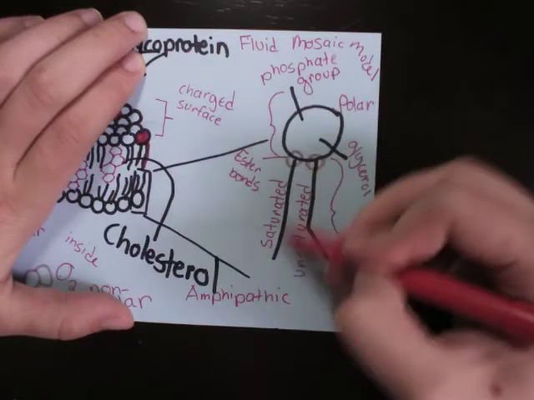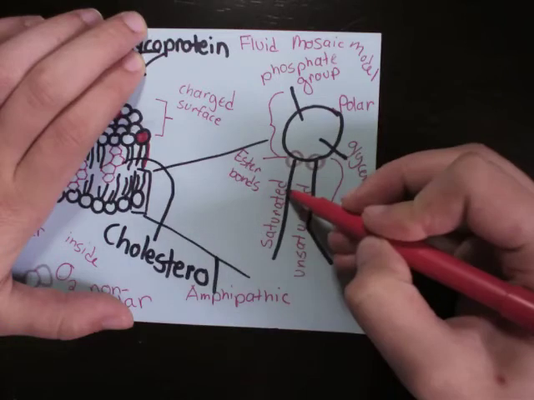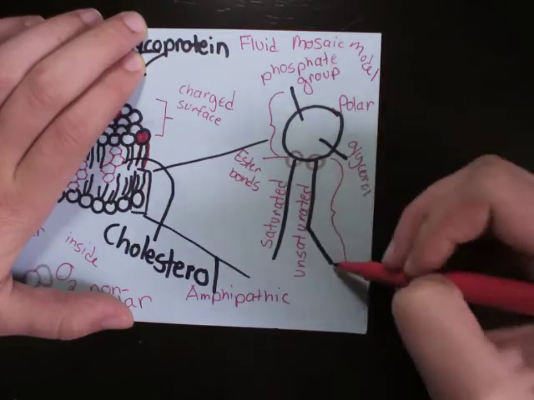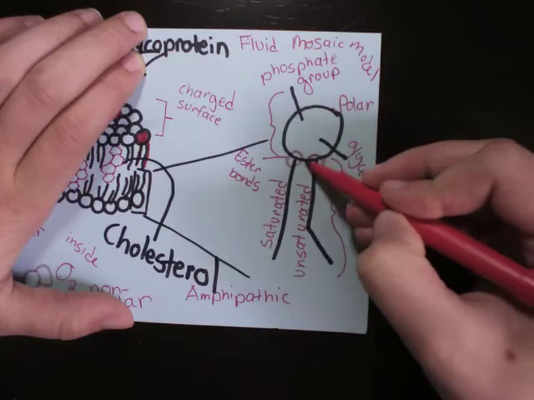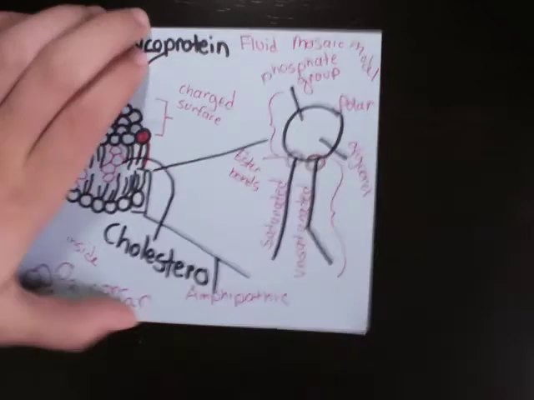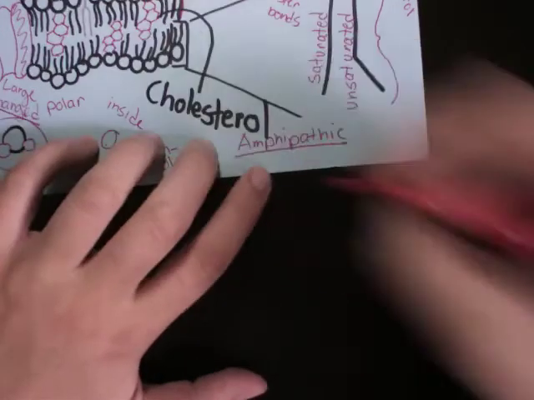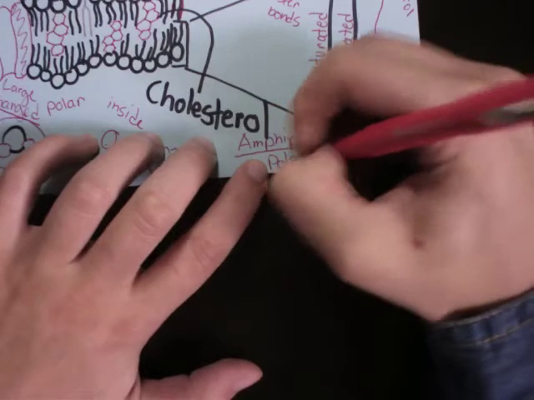The hydrophobic tails are made of fatty acids that are either saturated or unsaturated and connected to the glycerol through ester bonds. Most important takeaway is that any phospholipid has to be amphipathic. It has to be polar and nonpolar.